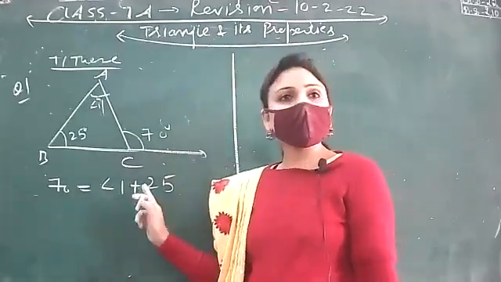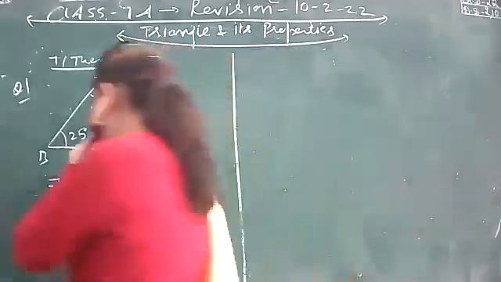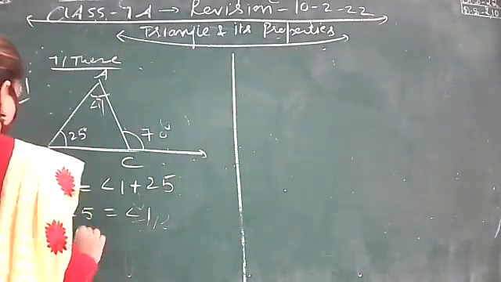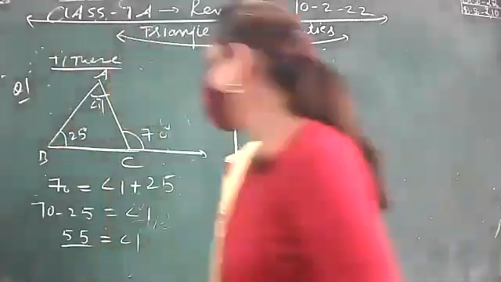Now, mention here exterior angle property. We need to find angle 1. 70 is angle 1 plus 25, shift on this side. 70 minus 25, this is angle 1. So, angle 1 is 55.